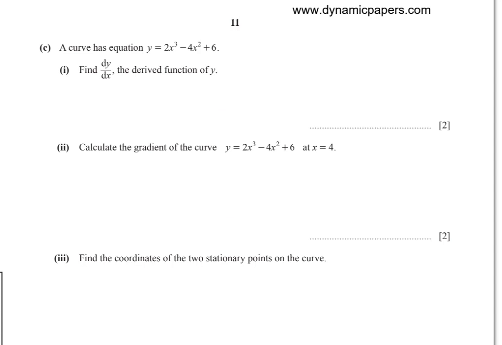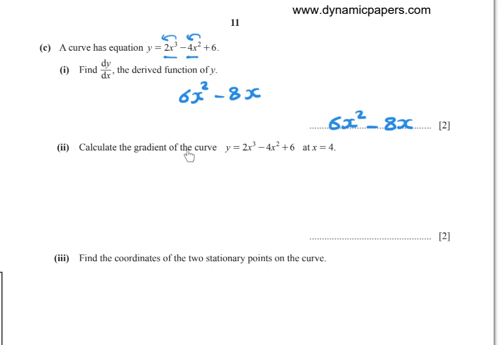Now see, a curve has equation y equals x^3 minus 4x^2 plus 6. Find dy/dx. For x^3, 3 multiply 2, 6, and decrease the power by 1, so 6x^2. For negative 4x^2, 2 times negative 4, negative 8, and decrease the power by 1, so negative 8x. And the derivative for 6 equals 0. So this is the derivative, dy/dx equals 6x^2 minus 8x.